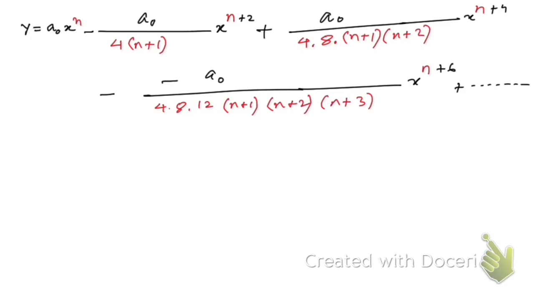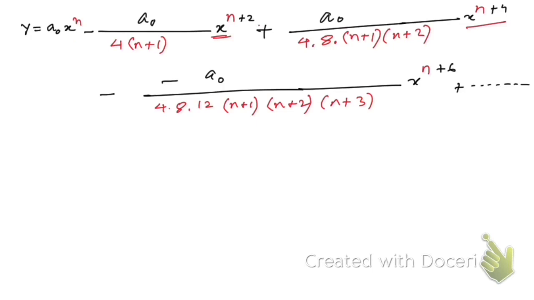One thing, we can take this common, a naught x to the power n. Here also we have a naught x to the power n plus 2, which means x to the power n into x square, right? Similarly here we have x to the power n plus 4, which means x to the power n into x to the power 4, right? So we can take x to the power n common from its term, and also a naught as well. So let me write that.